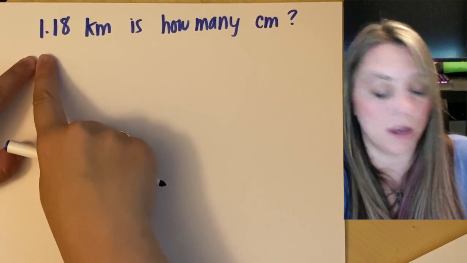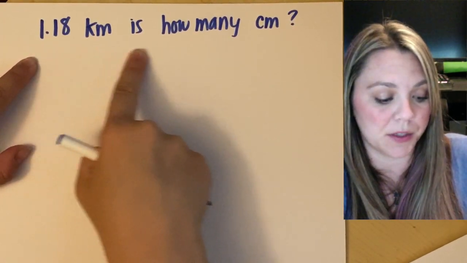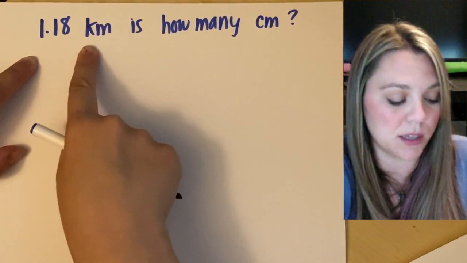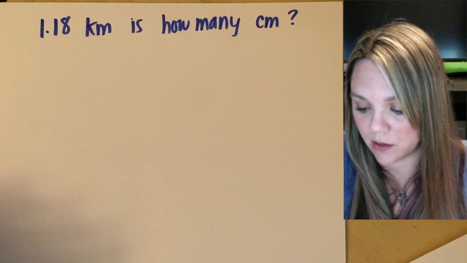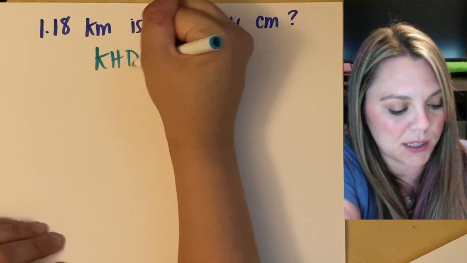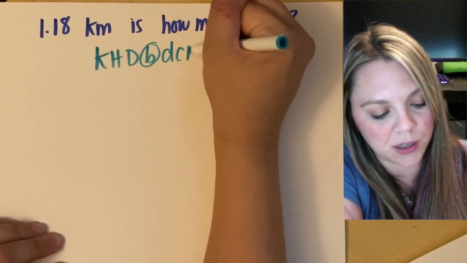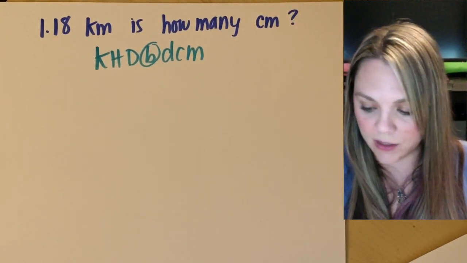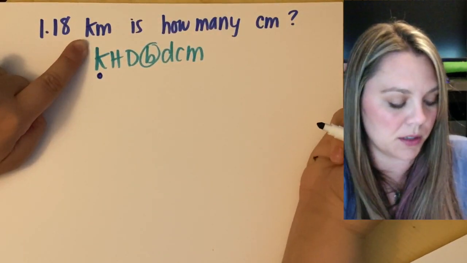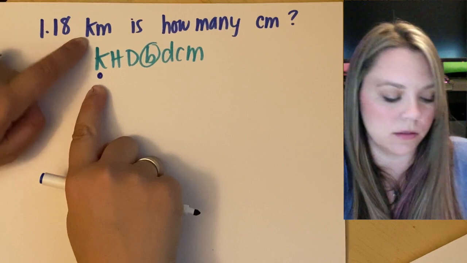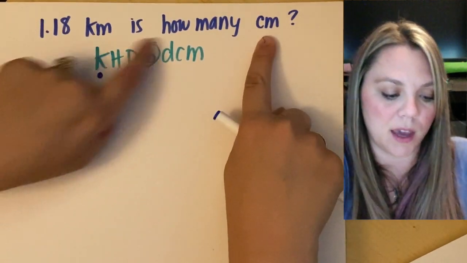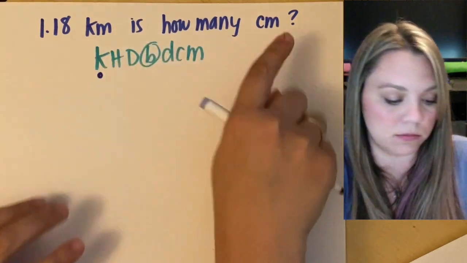All right, so if I had a random number, 1.18 kilometers is how many centimeters? I need to now convert this. I'm starting in kilometers. I need to get my answer in centimeters. What I do right away is write out King Henry died by drinking chocolate milk, and I write where I start. So I'm starting right here on kilometer. I put a dot right underneath the letter that I'm starting at, and I put a little star where I want to go.